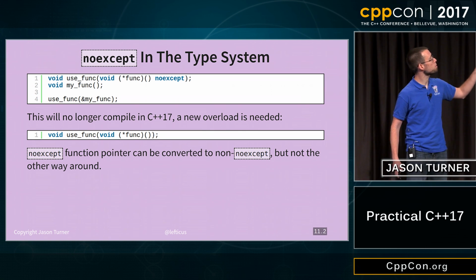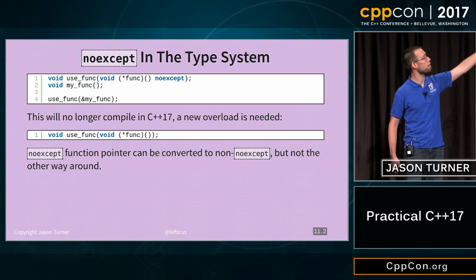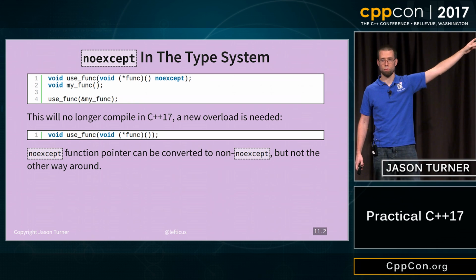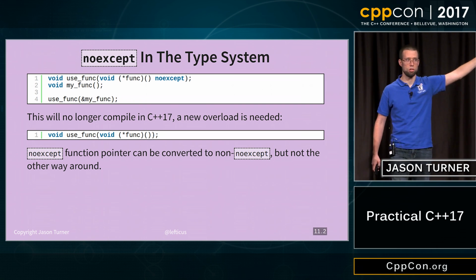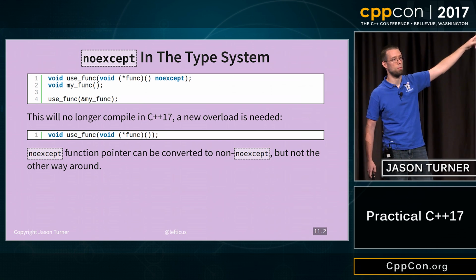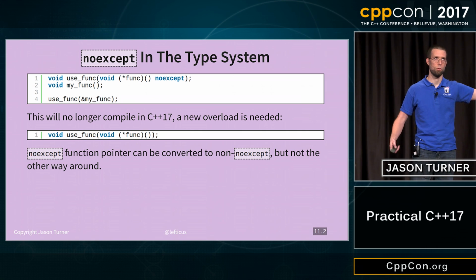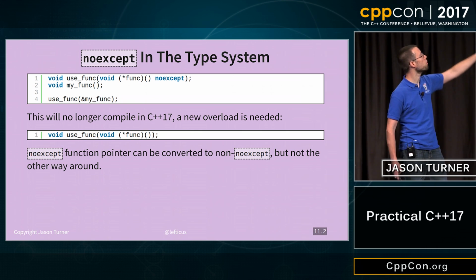So in C++17, you have to add an extra overload if you're doing things with function pointers here and you want to do it in a generic way, things that can take noexcept or not noexcept function pointers.